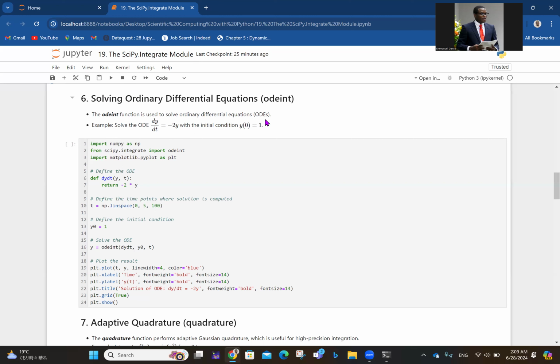So for solving ordinary differential equations, the odeint function is used to solve ordinary differential equations. For instance, we want to solve the ODE dy/dt equals minus 2y with the initial condition y of 0 equals 1. That's when t is 0, y is 1. Of course, this is simple enough to solve using separation of variables. So we can actually get the analytical solution for this.